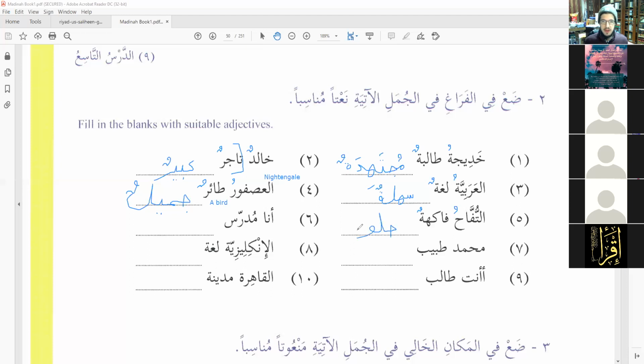MashaAllah. Very good. So he has fakihatun, fruit, right? Hulwatun or halwatun, which is sweet. You could have also said ladhidatun, delicious. You could have said kabiratun, saghiratun, anything that you thought made sense for tufah. Some things are going to be relative. And notice how we have singular, singular, feminine, feminine, marfu', marfu', nakira, nakira.